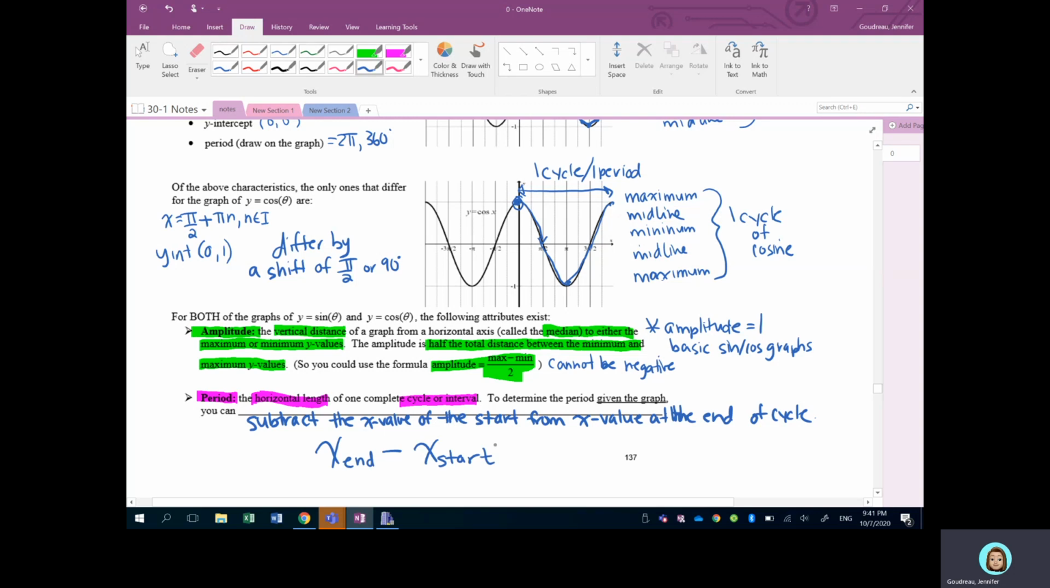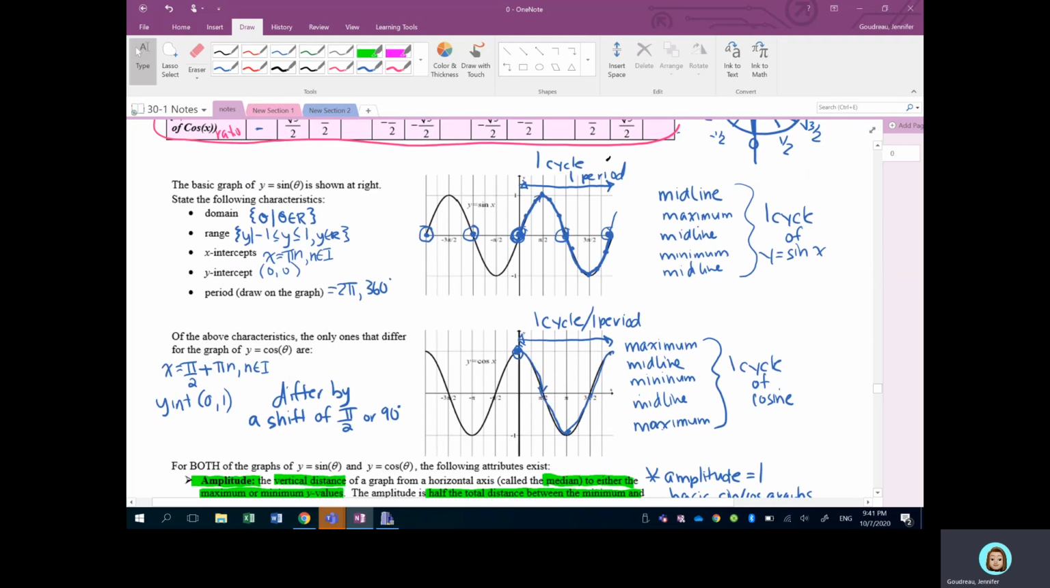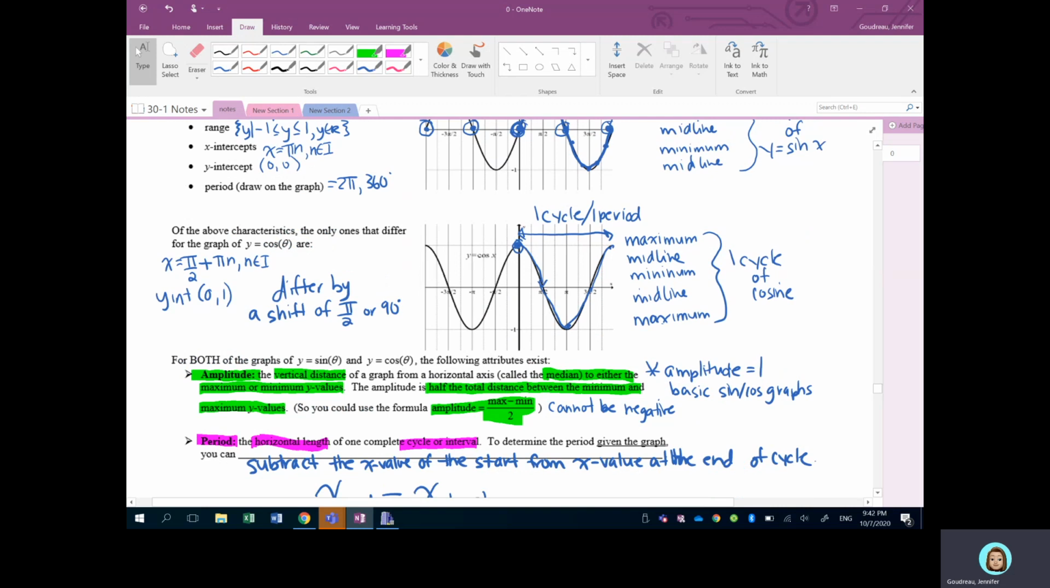Now, how do we know where a cycle ends and starts? That goes back to knowing the pattern. If I want to find the period of a sine function, I'm going to find a point on the midline that travels up. I'm going to follow through one complete cycle. Where it ends, I use that x value. Subtract those two x values, there's the period. For cosine, it starts and ends at the maximum points. So I'm going to find a maximum, follow it through to the next maximum, take those x values and subtract them. There's the period.